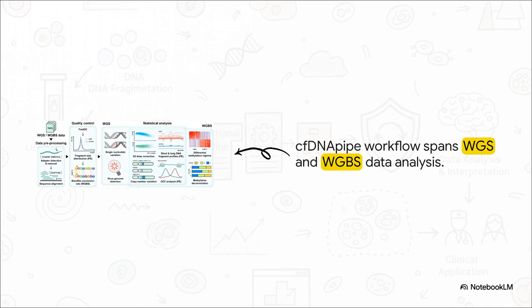But now, what's really interesting about this is its unique ability to seamlessly process not just whole genome sequencing data, but also whole genome bisulfite sequencing, or WGBS data. It handles the whole shebang, everything from copy number variations and single nucleotide variations, all the way down to methylation deconvolution. It really is a comprehensive, all-in-one package.